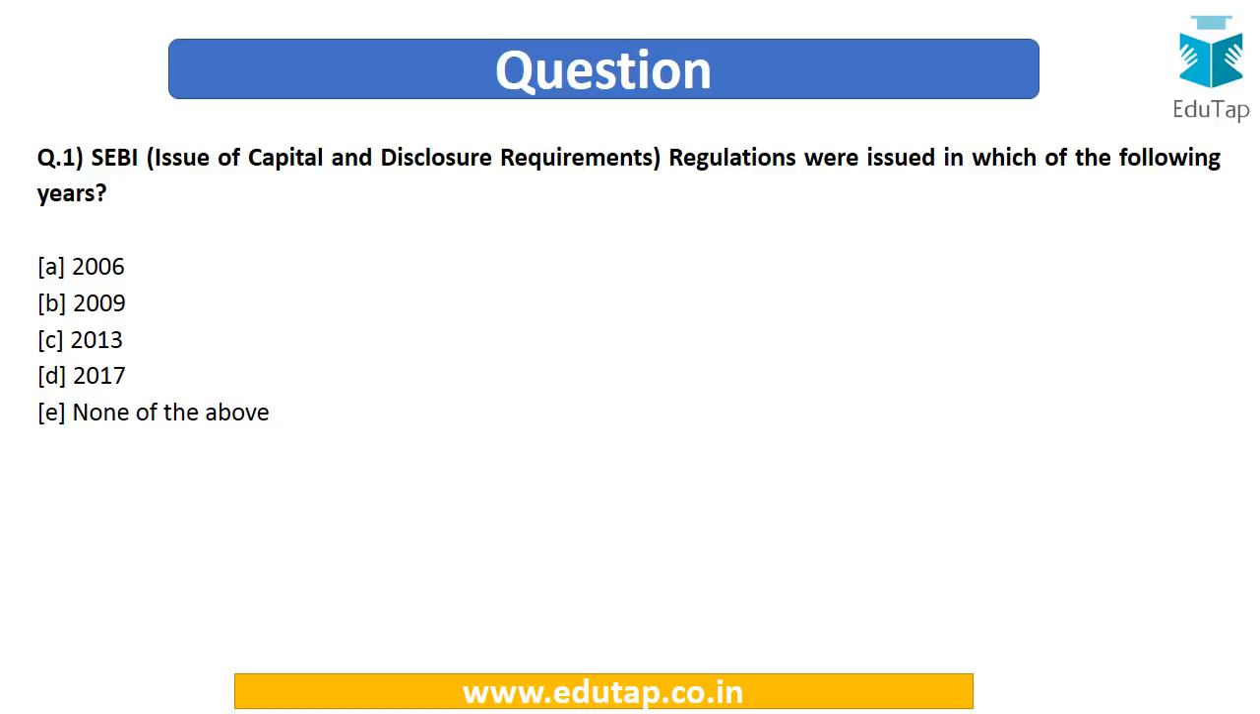So let's start with the first question. SEBI issue of capital and disclosure requirements regulations, that is SEBI ICDR regulations, they were issued in which of the following years? Options are 2006, 2009, 2013, 2017 or none of the above. So we have to identify in which of the following years these SEBI ICDR regulations were issued.